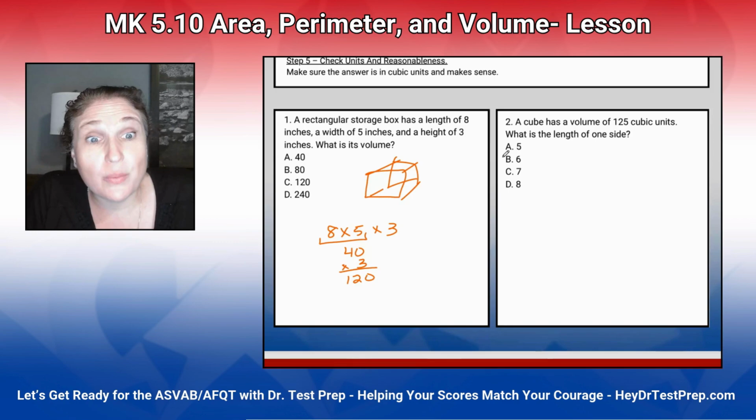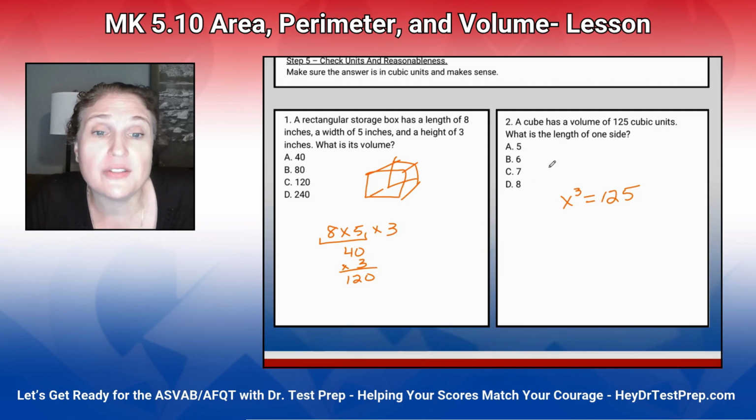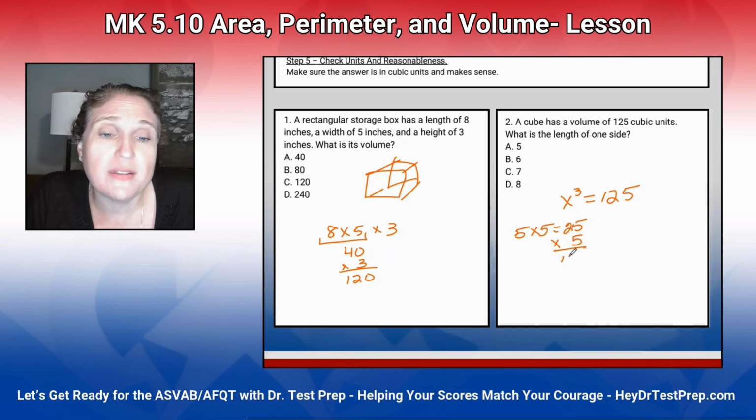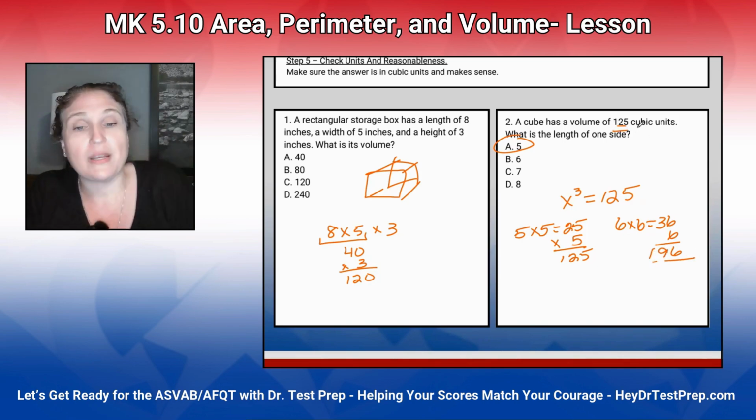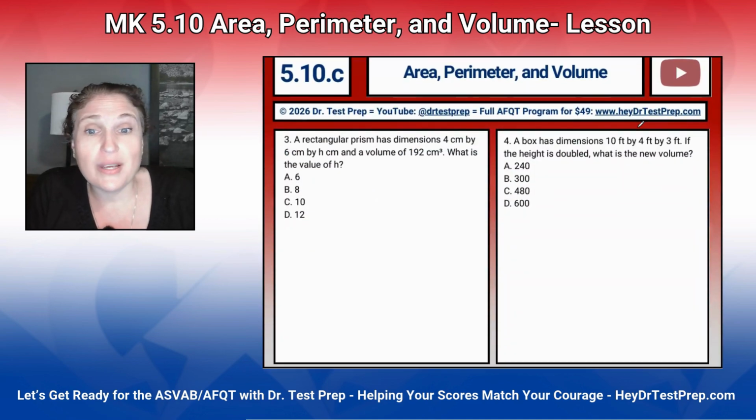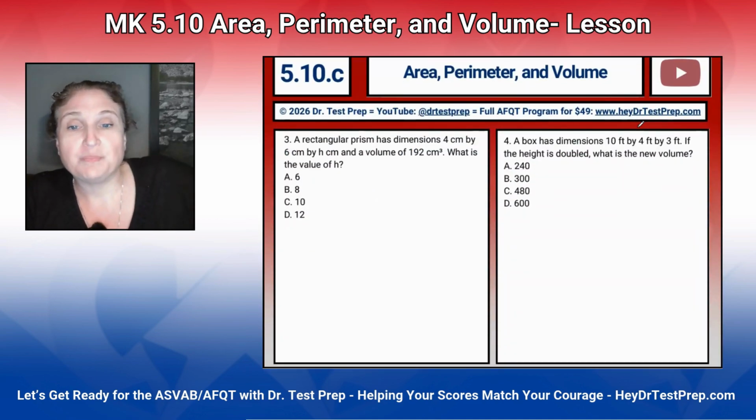Here we're working backwards. We have to take the cube root. Now, if you're like, I don't know how to do cube root, then don't. Use your answer choices to help you. 5 times 5 is 25. 25 times 5 is 125. That's the right answer. Versus 6 times 6 is 36. Multiply that by 6 and you get 216. We're trying to get 125. So if you don't know your cube roots, who cares? Use the answer choices to help you out.